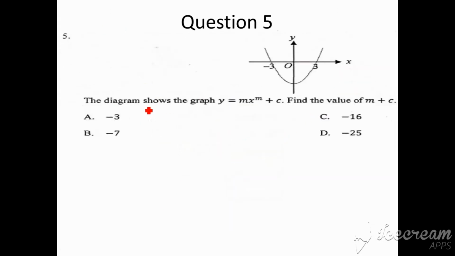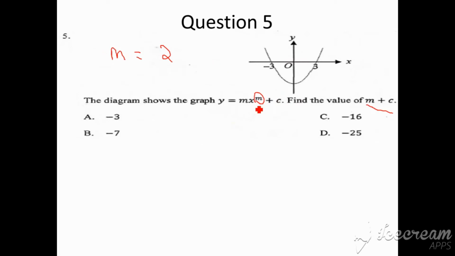Number 5. The diagram shows a graph, find the value of m plus c. This is a U-shaped graph. For a U-shaped graph, the highest power of x will be 2. So obviously m equals 2. How to find c?